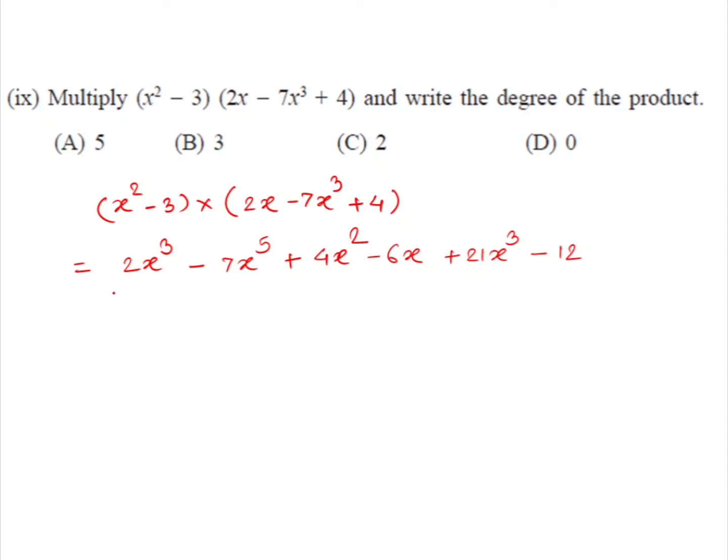Now here we need not simplify this expression because we just want to find the degree of the product we have here. So if we consider the highest power of x amongst all these terms, it is 5 as in minus 7x raised to 5. Here the highest power is 5, that's why the degree of this product is 5, which is given at option A. So option A is the correct alternative.